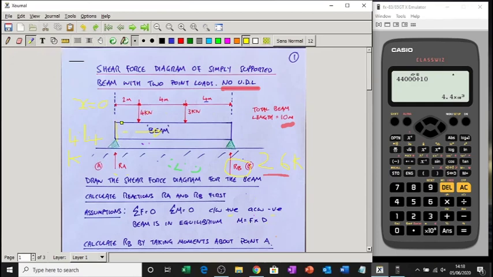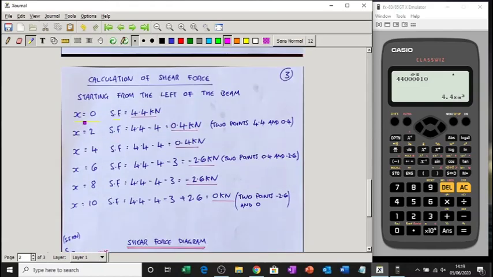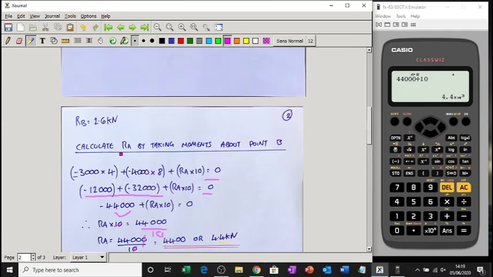So we'll start off at x equals 0. What can I see at x equals 0? Well, all I can see at x equals 0 is this force coming up. I can't see anything else. At x equals 0, all I can see is 4.4. So at x equals 0, the shear force is 4.4 kilonewtons. That's the point we're going to put on our graph. Next I'll go to x equals 2.